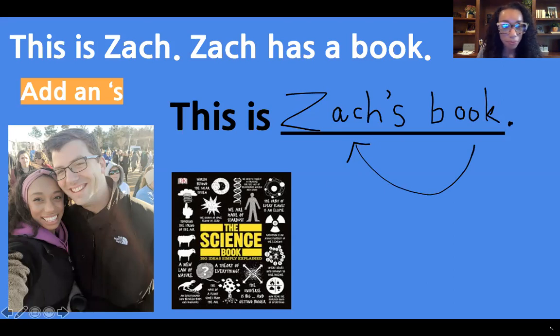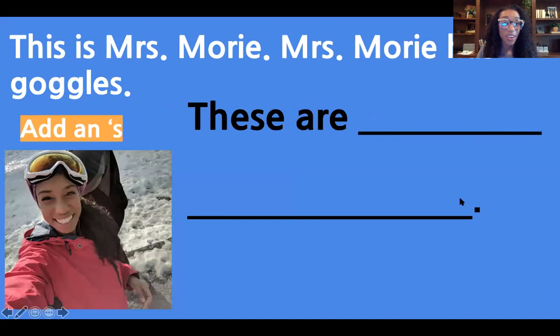Okay, you ready? Did you write that down? Good. Okay, this is Mrs. Maury. This is me. I was on a snowboarding trip a few years ago. So Mrs. Maury has goggles, okay? So what am I going to write here to show that the goggles belong to me? Yeah, let's write my name first, good.